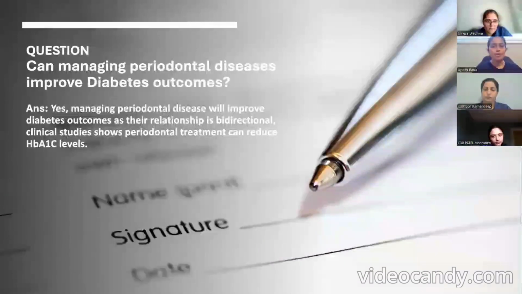Can managing periodontal disease improve diabetes outcomes? So the answer to this question is yes. Managing periodontal disease will improve diabetes outcomes, as we have discussed earlier in our slides that it is a bidirectional relationship, and clinical studies have shown periodontal treatment can reduce the HbA1c levels.